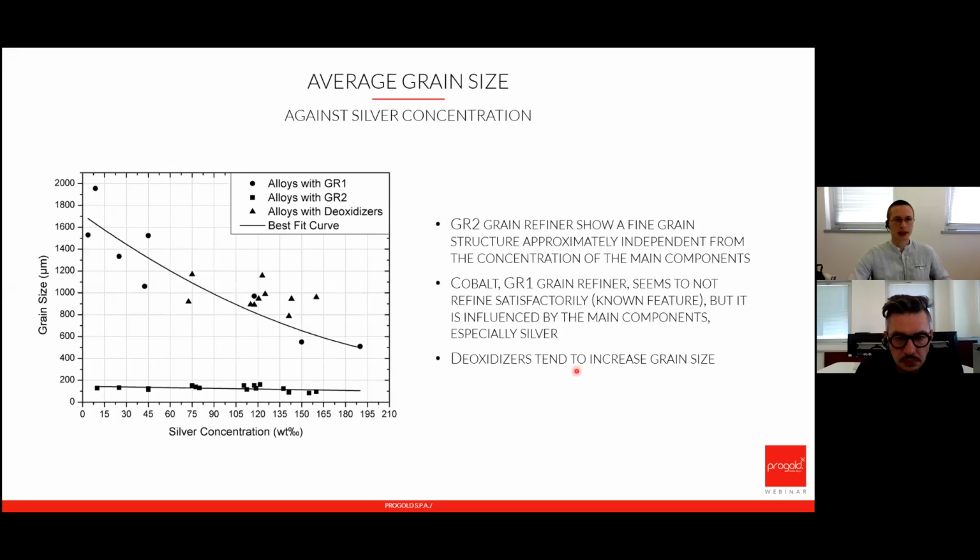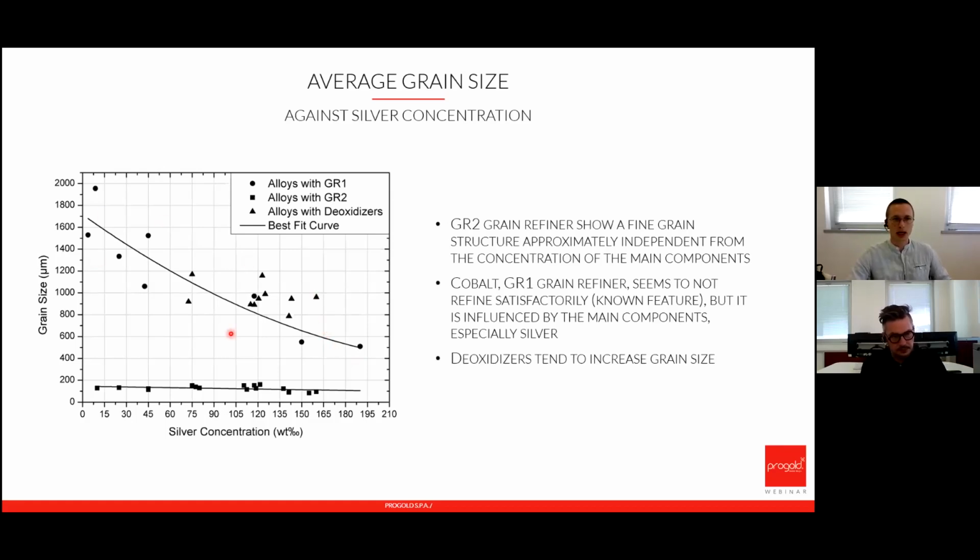As we can see regarding the two grain refiners, the two trends that we can see here, the upper one is referring to grain refiner 1 and the other to grain refiner 2. Grain refiner 2 is working very well to maintain the grain size small at any concentration of silver. Grain refiner 1 instead is cobalt, so we can say grain refiner 1 is cobalt. It's not working very well because, as known, cobalt works well as a grain refiner at solid state.